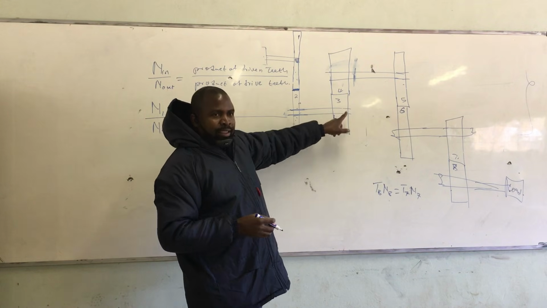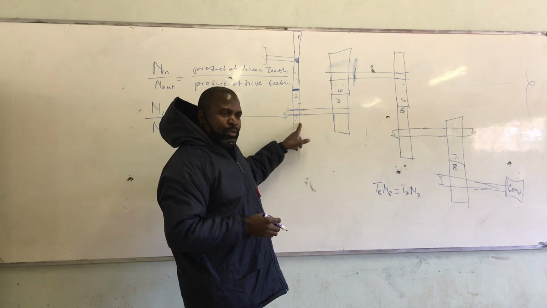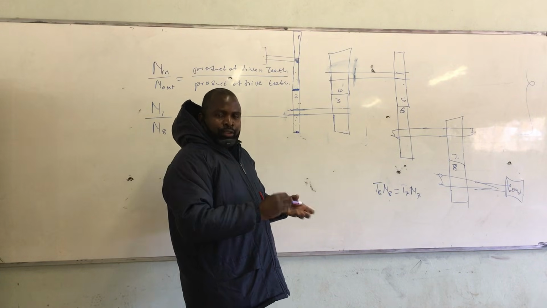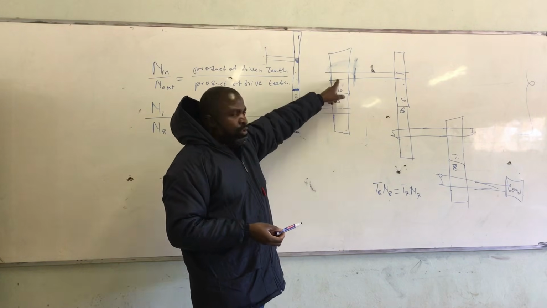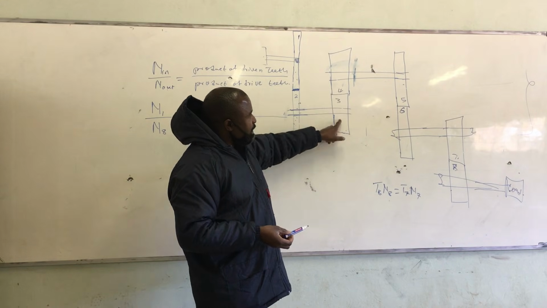T2 is not driving T3. T3 is moving together with T2, although they are connected to the same shaft. That is why they are moving together. So this one drives this one. Yeah, so this one is a driven. This one is a drive.